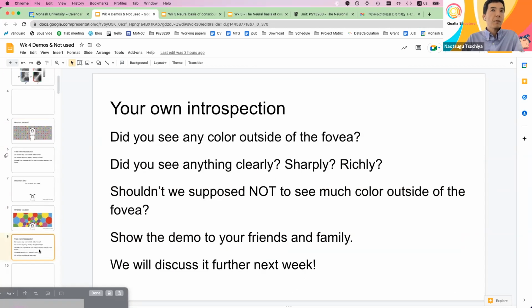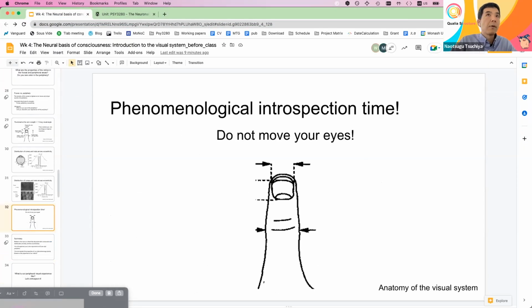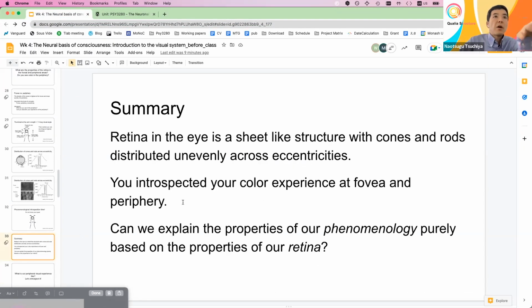But in any case, the important thing so far is that you yourself phenomenologically checked whether you see something in the periphery, either sharply or not. You can probably show this to your family or friends to see what they experience. The important thing here is that you introspected your color experience at the fovea and the periphery. This is the important starting point for the next discussion.